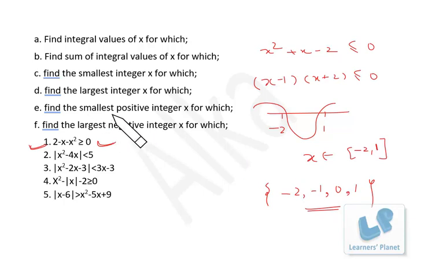Okay. Find the smallest positive integers. The smallest positive integer is 1. Largest negative integer is minus 2. Okay. So I'm sorry, that is minus 1. So you can answer each and every question once you have solved this. Okay. So I hope this thing is clear to you. Similarly, let's take the next question.